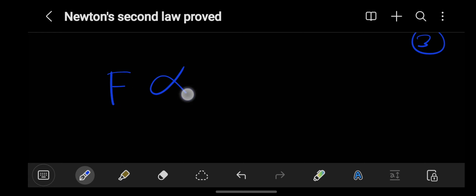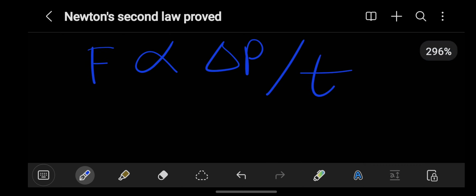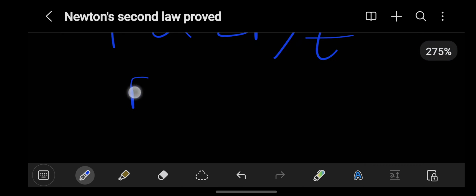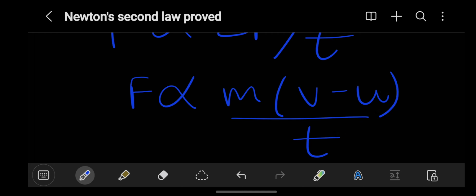Force is directly proportional to delta P by t, which is the rate of change of momentum. We said from equation 3 that delta P is mass times v minus u, which is final minus initial velocity. Let's substitute it there. F is directly proportional to m(v minus u) by t.